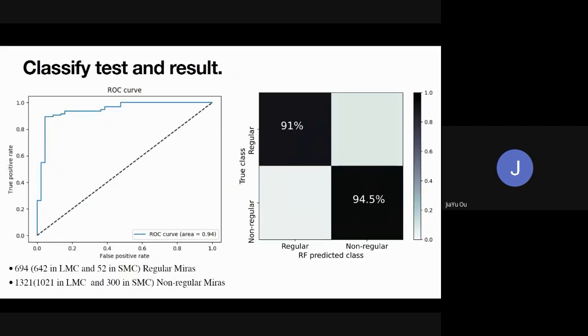On the left hand side is my ROC curve. We can see the area under the ROC curve is 0.94, which is quite a high value. The closer to one, the more perfect the performance, so 0.94 is very good. And with the confusion matrix, you can see the true rate is always over 90 percent, so it is very good. And finally, we can divide into 694 regular Miras and 1,321 non-regular Miras. Next, we move on to the regular Miras.